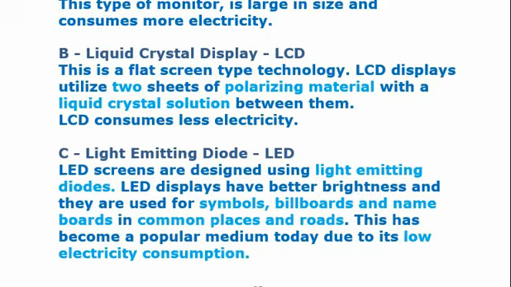The other type is LED, light emitting diode. The entire display unit is designed using tiny light emitting bulbs. We call them LED bulbs, light emitting diodes. Better brightness, commonly used with billboards, name boards, specifically for advertising purposes, in common places and on the road. Consume very less electricity.